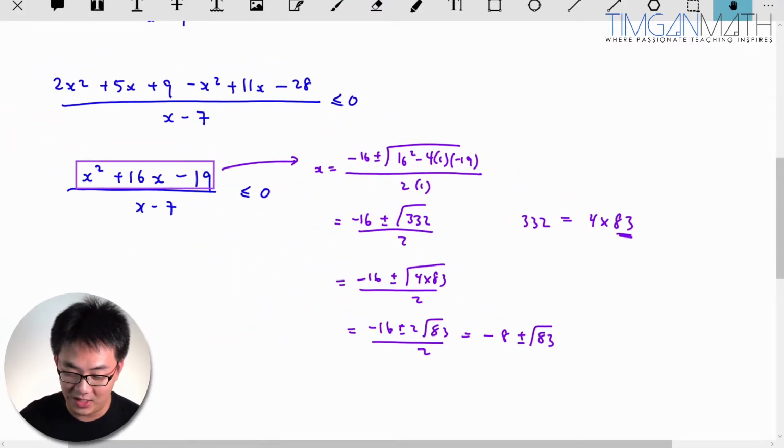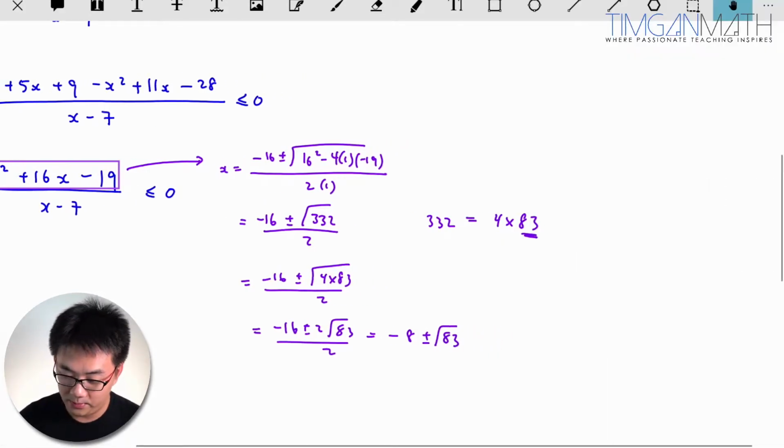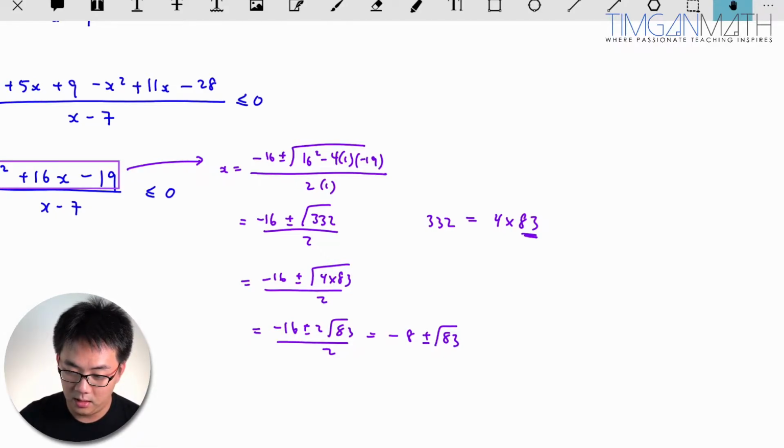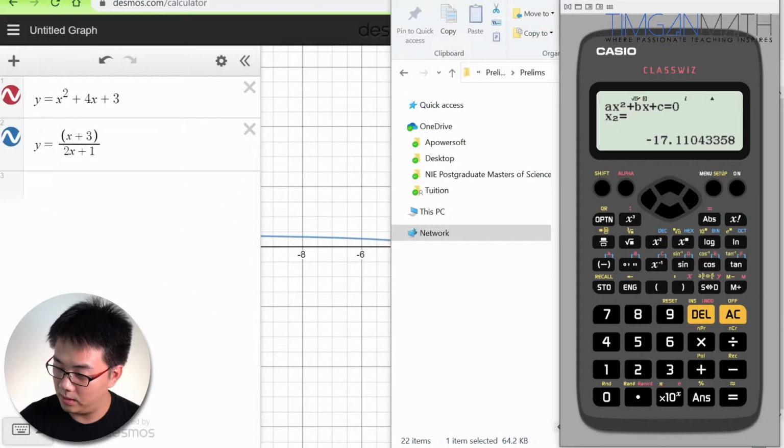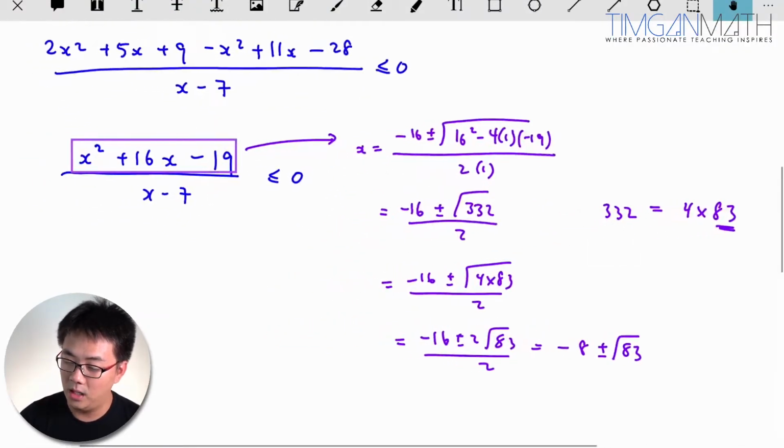So you can actually check. So I'm just going to double check with my calculator, to see whether that is the solution. So 8 plus root 83 would be 11 point... Is it the one? Yeah, that is it. So this is correct. So there you go.